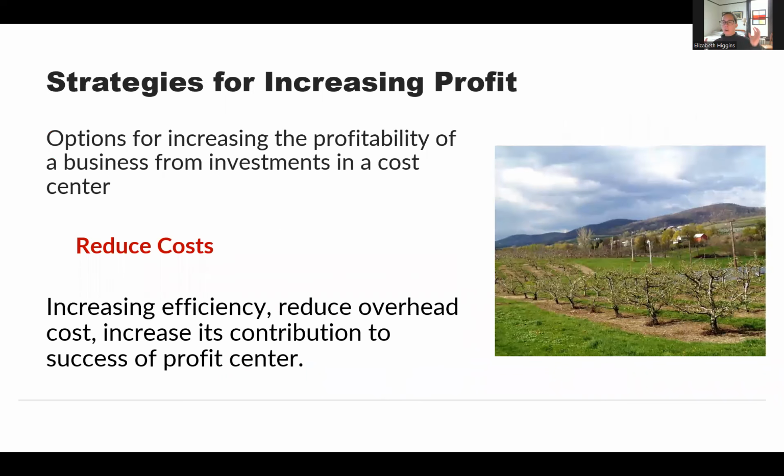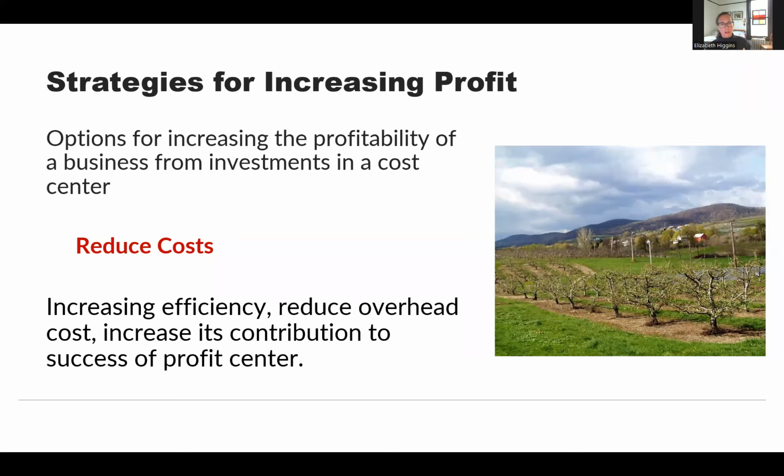So for increasing your overall business profit, the only way a cost center is going to contribute to profit is essentially by reducing the costs of that cost center. But when we say reducing costs, we're talking about increasing the efficiency so that you get more work or more benefit out of the costs that you pay for that overhead. So if you upgrade your finance software such that there are fewer errors and it takes less time to do transactions, that would be more efficient.